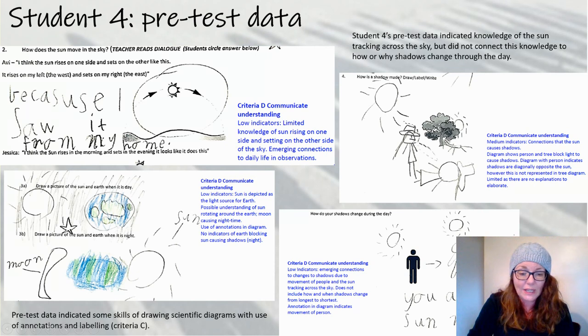Finally, in the bottom right-hand corner, she's made connections of shadows changing with the sun and herself moving rather than with the sun moving across the sky. So overall, prior to the commencement of the lesson sequence, student 4 has also demonstrated low indicators of understanding the scientific concepts and skills, even though they are slightly more advanced than student 1. And these representations show low indicators for concept 1, 2, and 3.